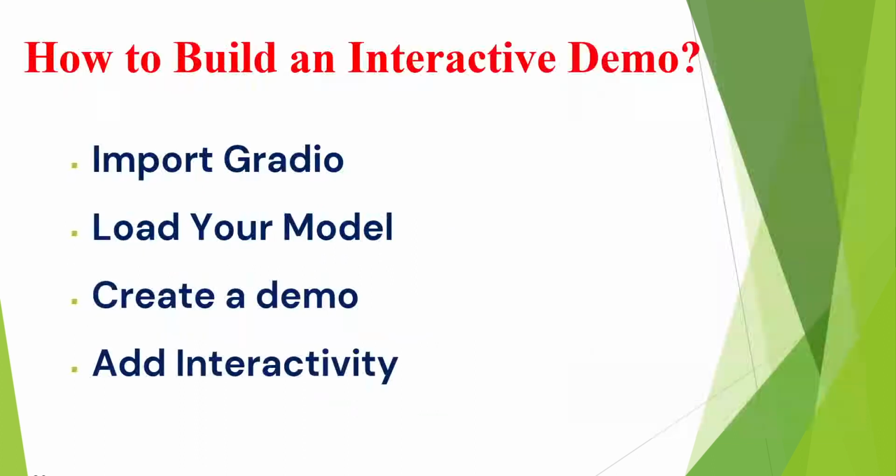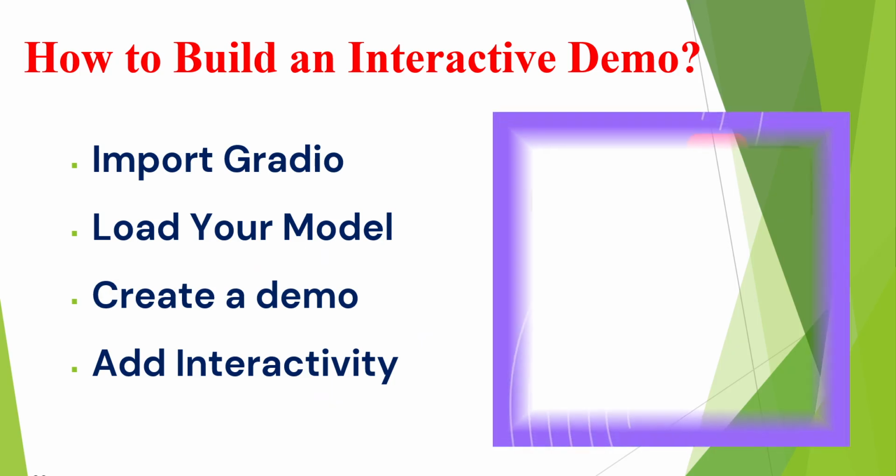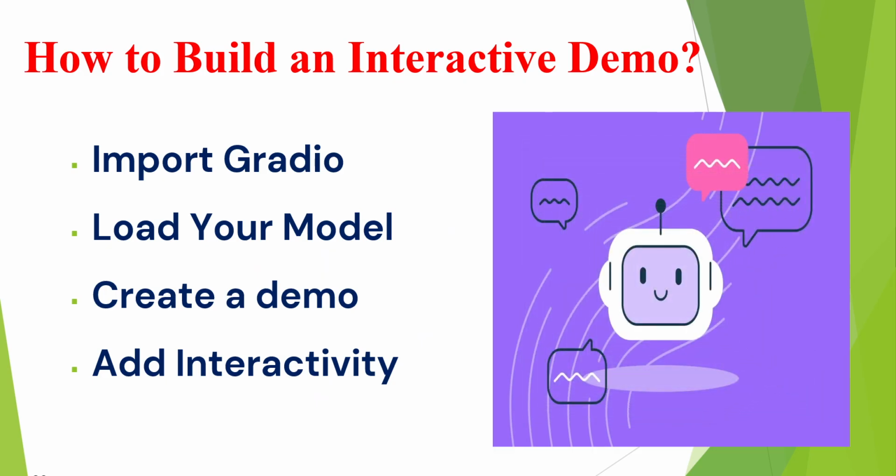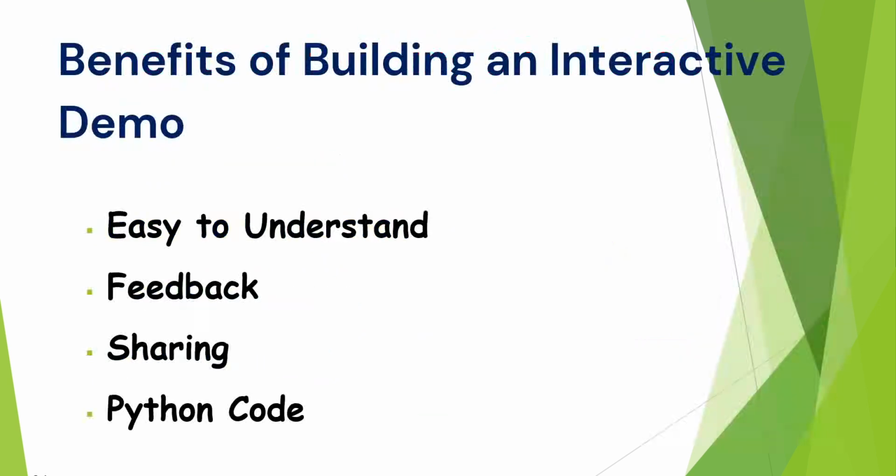Now, why build an interactive demo? Basically, building an interactive demo is a way to share your models with others and get feedback. It's like showing off your latest projects to your friends. You want to share it with others and hear what they think. Now, to build an interactive demo, you need to use tools like Gradio, which is a powerful tool that makes it easy to build and share demos. So first of all, you'll need to import Gradio into your code. Next, you'll need to load your fine-tuned model into Gradio. Then you will need to create a demo using the Gradio interface. Finally, you'll need to add interactivity to your demo, such as buttons or text inputs.